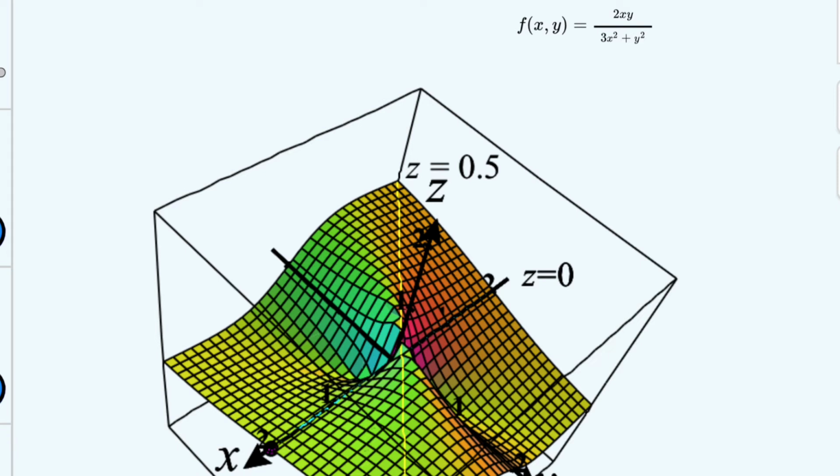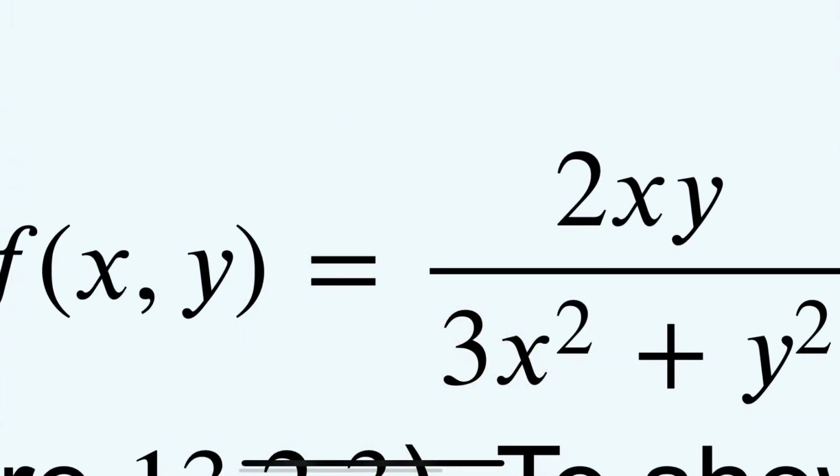So solving the limits is pretty self-explanatory, but the difficult part is proving that a limit doesn't exist. Because as we talked about, in Calc 1, you could just say that the limit from the left isn't the same as the limit from the right, but it's different now. So let's look at this function. We have a function f of x and y equals 2xy over 3x squared plus y squared. And let's try and prove that this limit doesn't exist at 0, 0.